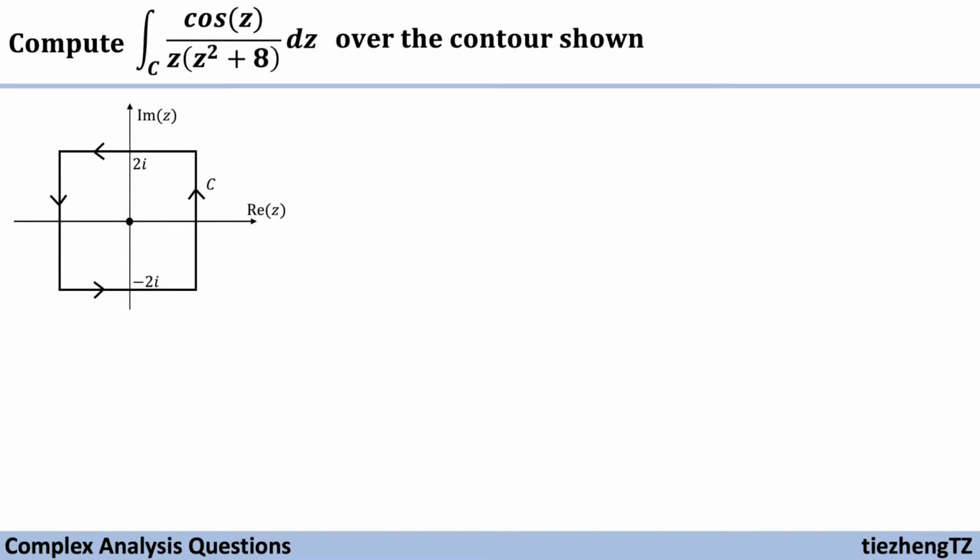However, we notice that it is very difficult for us to find the antiderivative of the given function because we have the cosine z in the numerator part. We also have the z squared plus 8 in the denominator part. So in this case, we know we're going to use some other method to help us compute the integral.